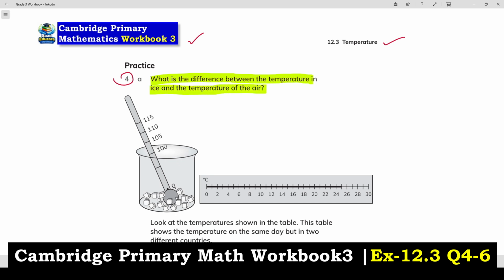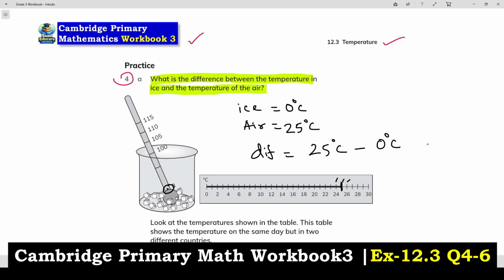So here are two things. Ice temperature is 0 degrees Celsius, and for the air, this is 24, this is 25, this is 26. The signal is here, so we can say this one is 25 degrees Celsius. So the difference will be 25 degrees Celsius minus 0 degrees Celsius, so it will be 25 degrees Celsius.